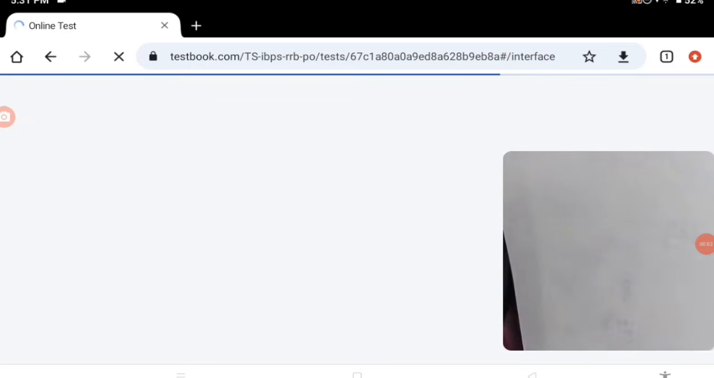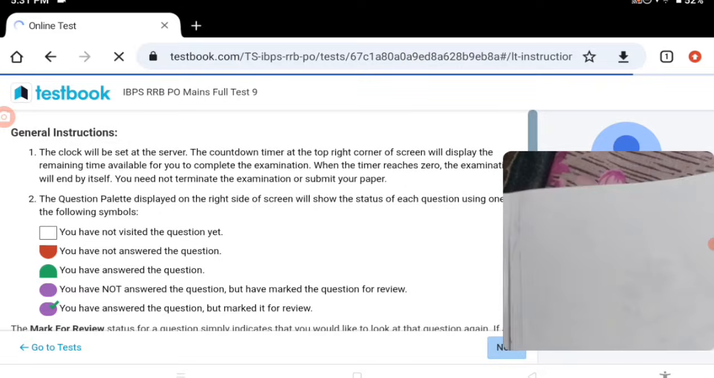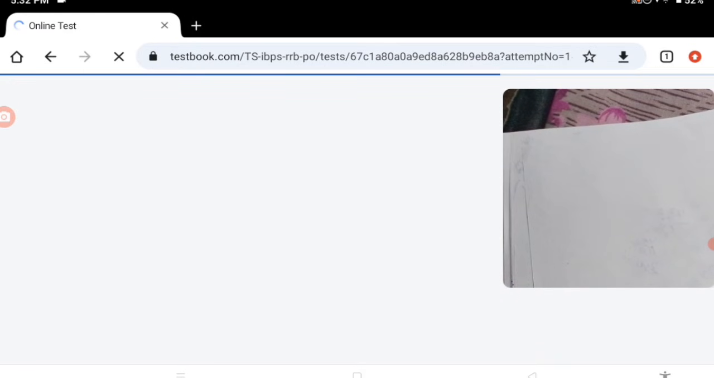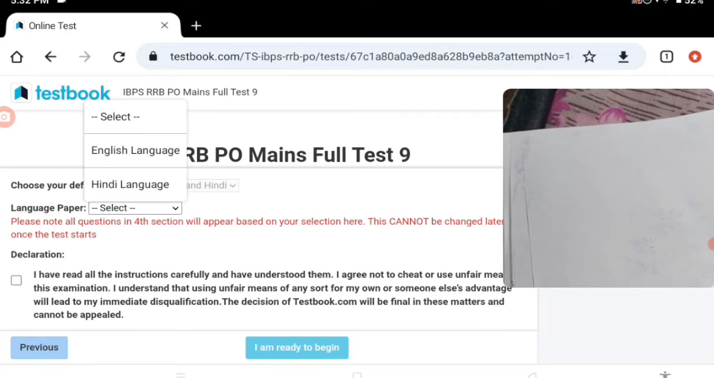Today I am attempting IBPS RRB PO mains full test number 9 in Testbook here. If anyone attempted this mock test, please share your score in my comment section. We have only 10 days for this IBPS RRB PO mains examination, so in these 10 days we will try to attempt one full length mock test per day.